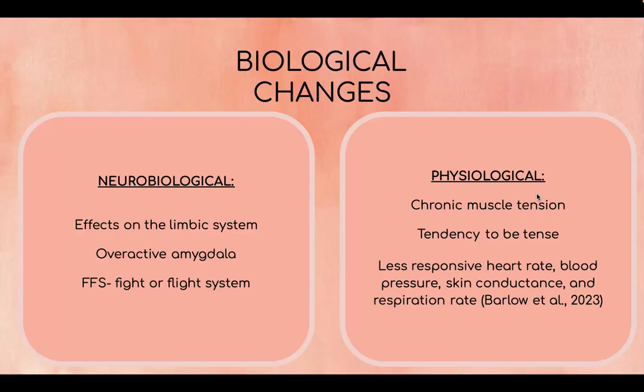The physiological changes, people with this disorder, I found this surprising, are actually more chronically known to have muscle tension. They did studies, and people who had the disorder had muscle tension where people who did not. So I thought that was really interesting. They do have a tendency to be more tense. And that is kind of related to the childhood upbringing and the coping strategies. And then they also might be less responsive to heart rate, blood pressure, skin conductance, and respiratory rate. So it really is affecting the bodily systems as well.